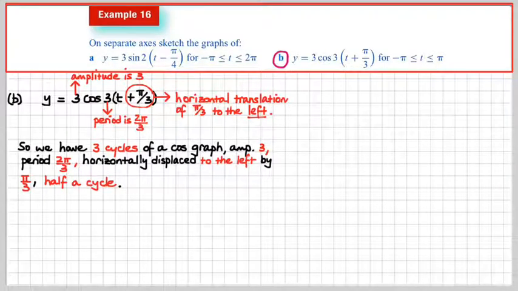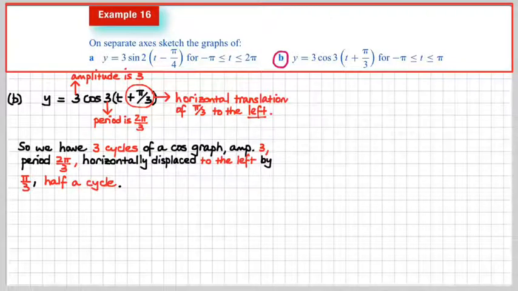Alright, so what we've got here, I like to do a little summary of what's going on so I can get it into my head how to do this. We have 3 cycles because we've got a span of 2 pi and the period of this thing is 2 pi over 3. So we're going to fit 3 cycles in. It's got an amplitude of 3, a period of 2 pi on 3, and it's horizontally displaced to the left by pi on 3, and pi on 3 is half a cycle.